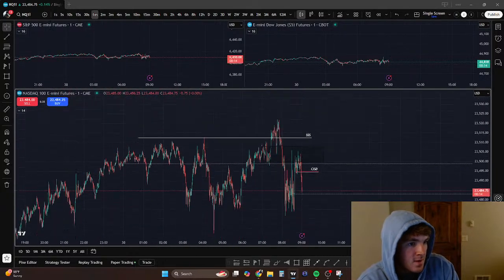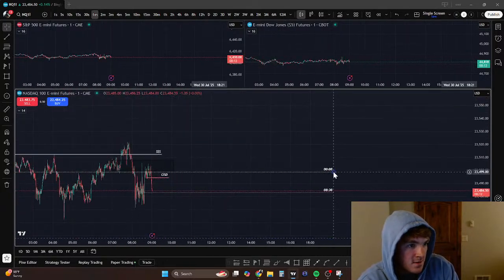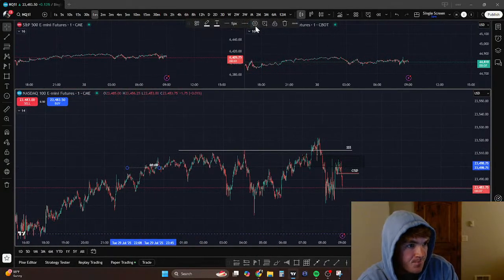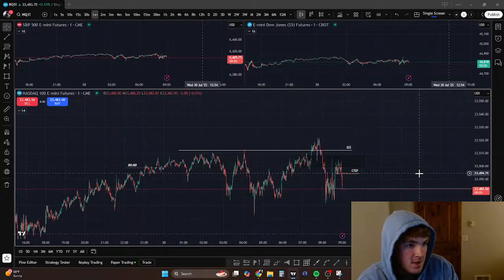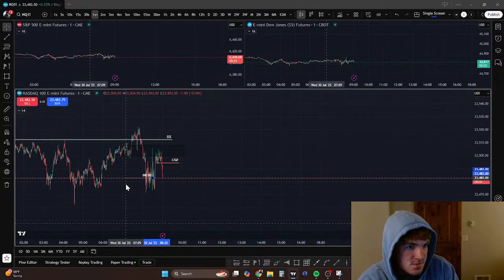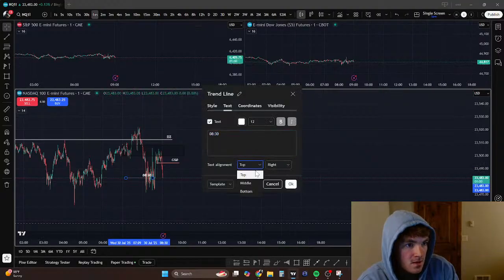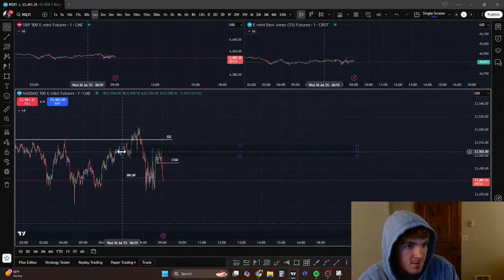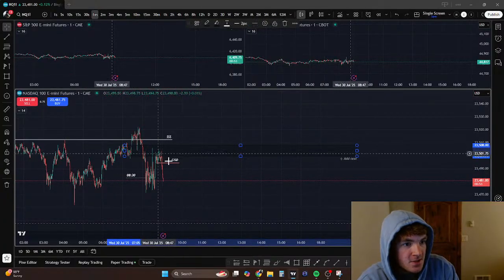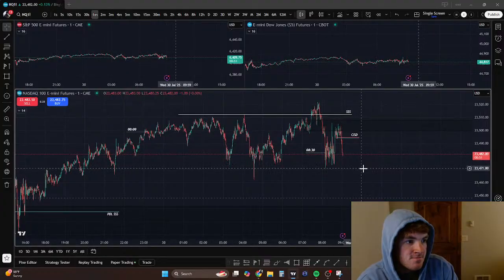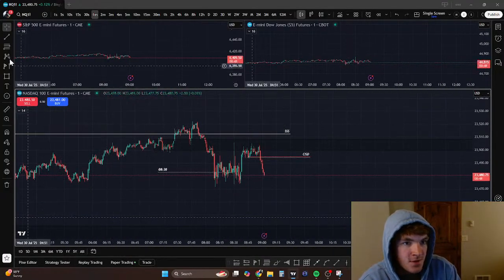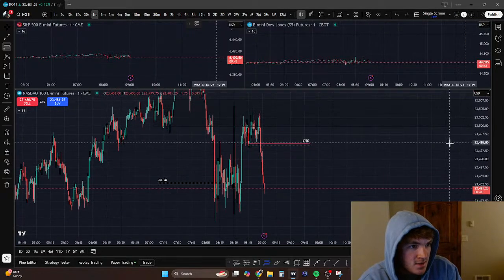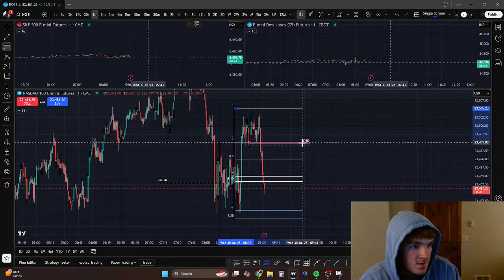So I'm kind of getting overwhelmed with all these lines here. Let's bring midnight over here, let's get it out of the way. Let's get 8:30 out of the way. So this is a 15-minute breaker. You can see how we're getting rejected by this 15-minute breaker. So far, this change of state of delivery has been sending price lower.